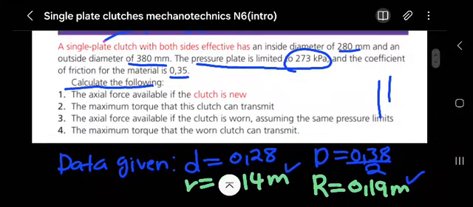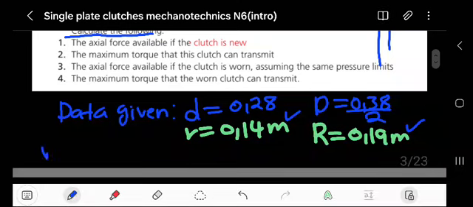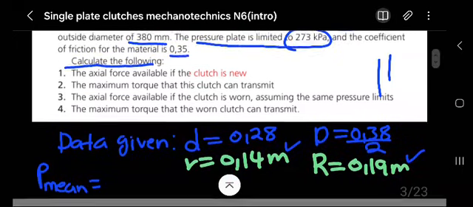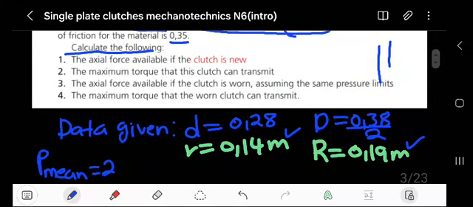So what else do we have? The pressure is limited. It's not a minimum. They did not say maximum pressure. They said limited. Okay, let me just say P min. No problem. You'll understand this, guys. It's not necessary to write P min, but let me just write P min. This is 273 kilopascal.